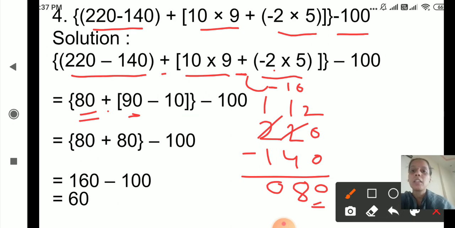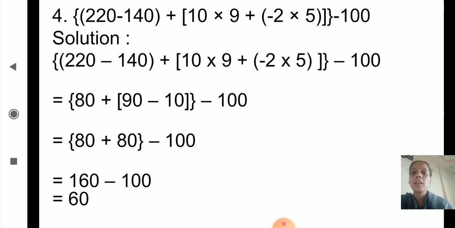Why have I written here minus 10? Once again I will explain. See here, after solving this 10 multiplied by 9, the answer is 90, right? Now this is plus, this is minus. So plus minus, yes, minus, and 2 into 5, 2 5s are 10, that also we have written as it is, right? Now minus 100, that we have written as it is outside the bracket. Okay, hope you are clear till here.